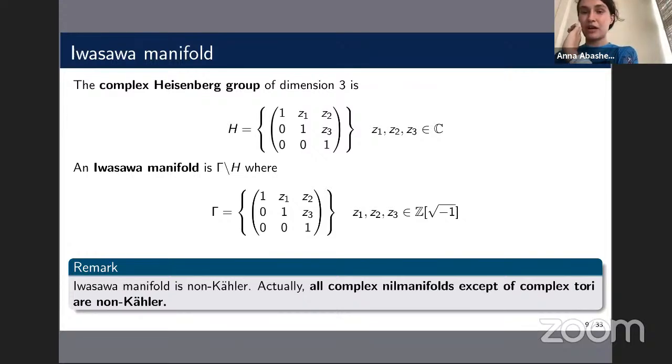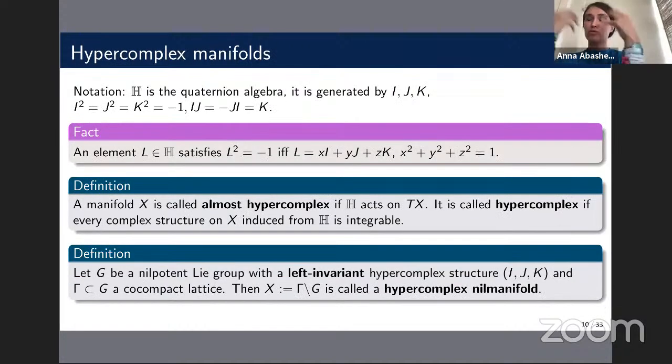What is interesting about the Iwasawa manifold? That it is in particular non-Kähler. And actually all complex nilmanifolds are non-Kähler. So the objects I'm going to work with, complex nilmanifolds, or in fact hypercomplex nilmanifolds, are all non-Kähler. But what was the topic of my talk? It was not about complex nilmanifolds, it was about hypercomplex nilmanifolds.